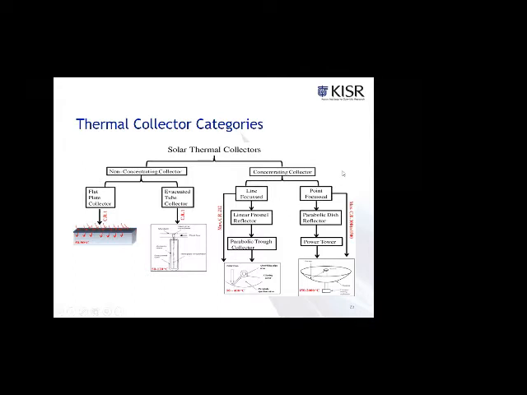In the concentrating collector category, we have the line-focused technology, called the linear Fresnel reflector, and also the parabolic trough collector. These are one category. Also we have the point focused, where the sun rays are focused on the collector: the parabolic dish reflector, and the power tower. I will show examples of each different collector technology.